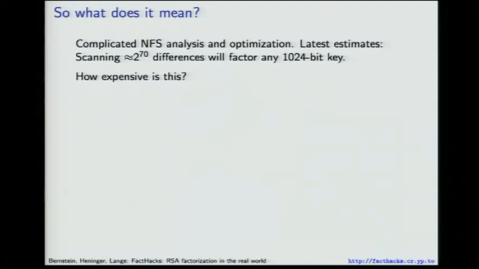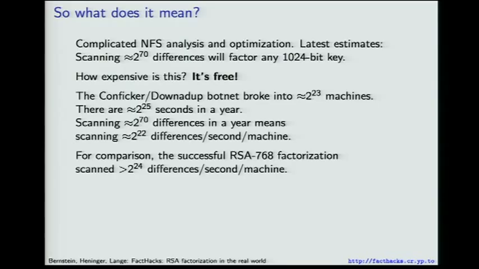All right, what does this mean? Can the attacker actually do the number field sieve once they've put in all these optimizations? Well, if you look carefully at the analyses of the number field sieve, only about 2 to the 70 differences, things like these a squared minus n's, if you look through 2 to the 70 of those and scan them properly, find easy factorizations, do linear algebra, you will factor any 1024-bit key. Now, 2 to the 70, how big is that number? Well, it's actually small enough that you can do this computation on your favorite botnet. Say, OK, Conficker is shrinking still, and it'll probably be wiped out at some point.